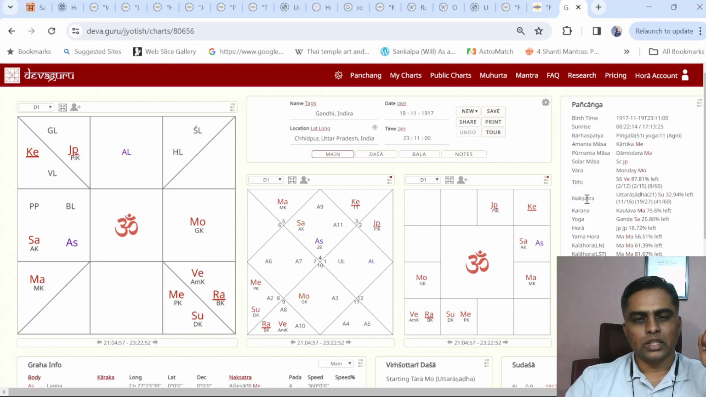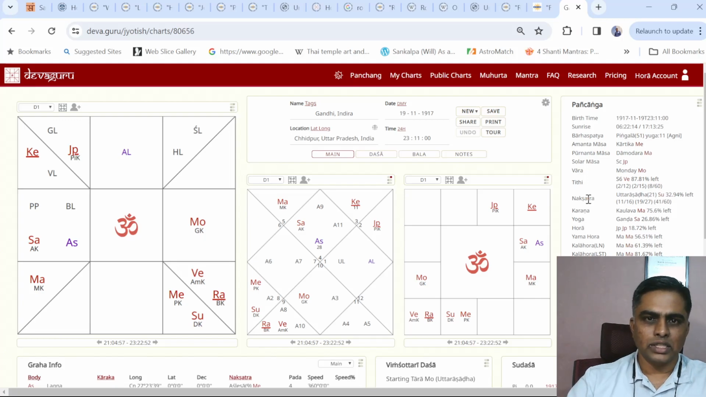Then we have Nakshatra, which are also known as lunar mansions in English. These are the 27 nakshatras, and in some schemes 28 nakshatras, which are how the zodiac is divided. We have nakshatras like Ashwini, Bharani, Kritika, Rohini, and so on. Then we have Karana, and then we have Yoga. These are the five limbs of time.